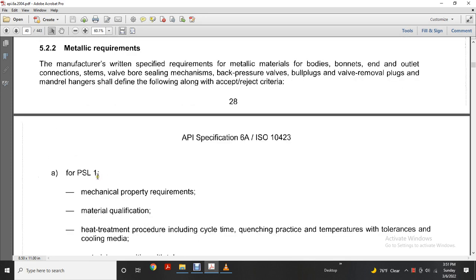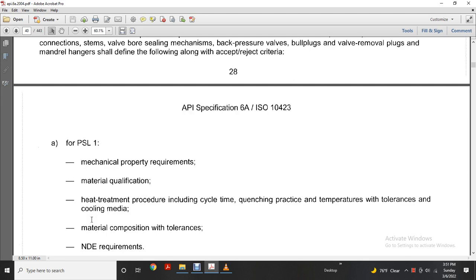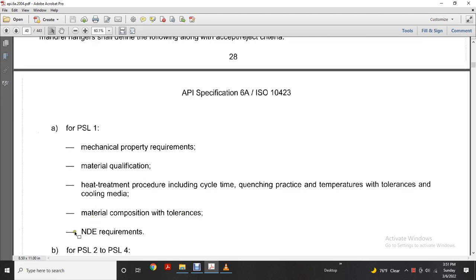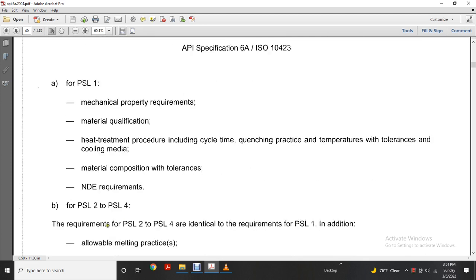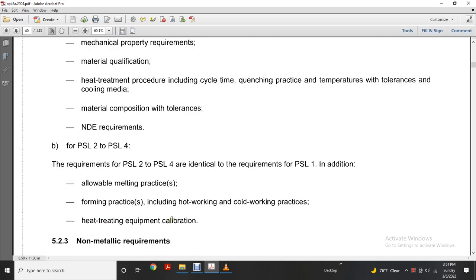Product specification level 1: mechanical property requirements, material qualification, heat treatment procedure including cycle time, quenching practice with temperature tolerance and cooling medium, material composition tolerance, and non-destructive examination requirement. Product specification level 2 to 4: requirements of product specification level 2 to 4 are identical with requirements of product specification level 1, with the addition of allowable melting practices, forming process including hot work, cold working practice, and heat treating equipment calibration.